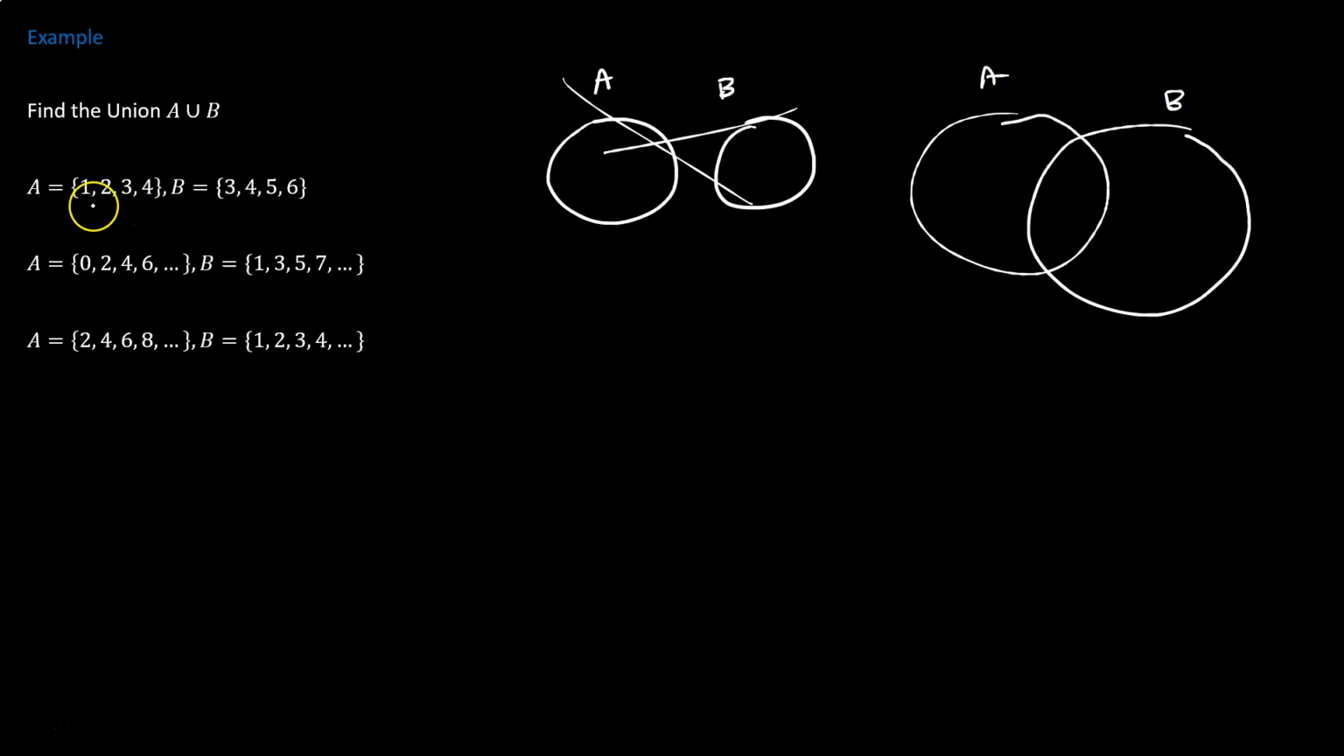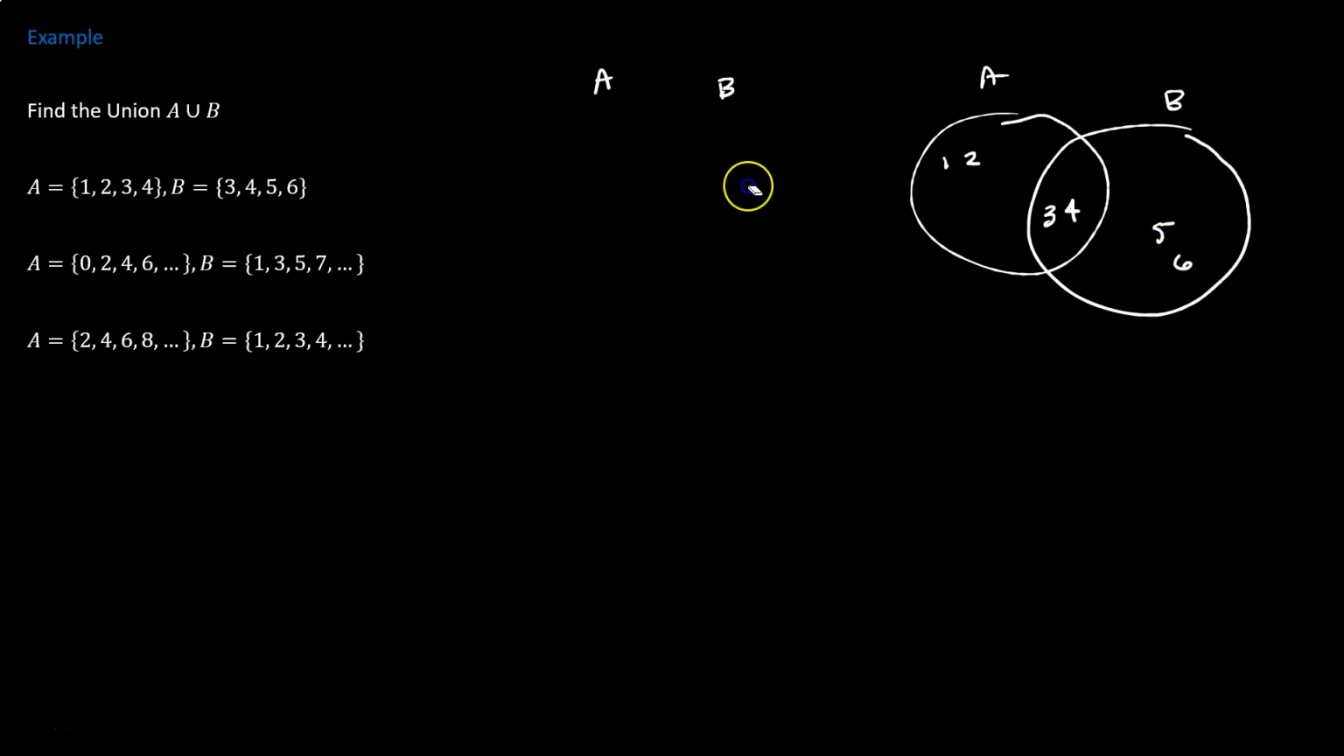So in the set A, I have 1, 2, 3, 4. In the set B, I have 3, 4, 5, 6. Well, 3 and 4 are also in the set A, so let's move those to the intersection. And then 5 and 6 are in the set B. Now remember, for the union, it's everything that's in both circles. So A union B, that would be 1, 2, 3, 4, 5, and 6.